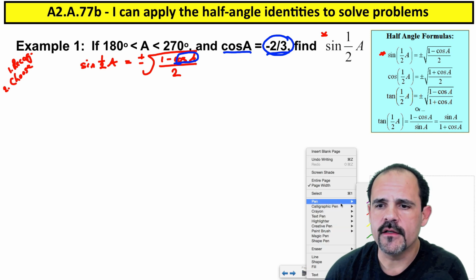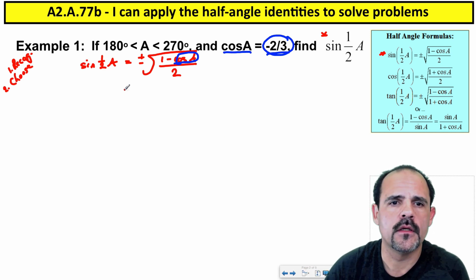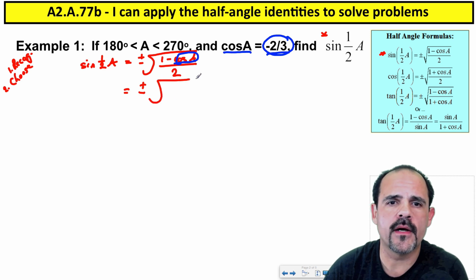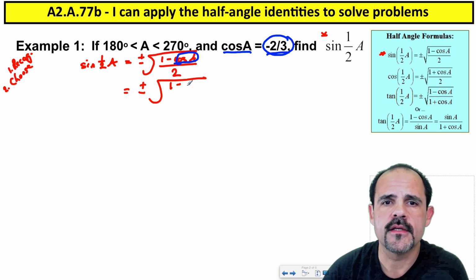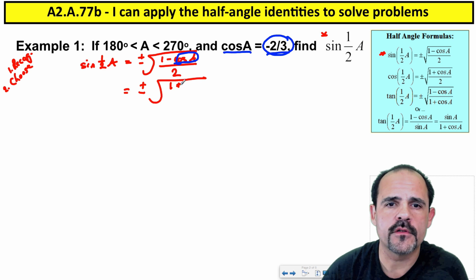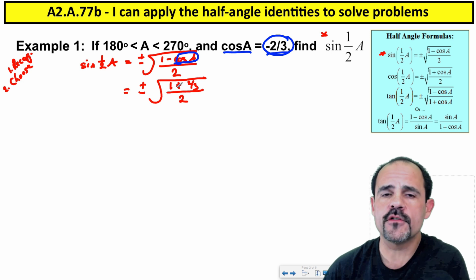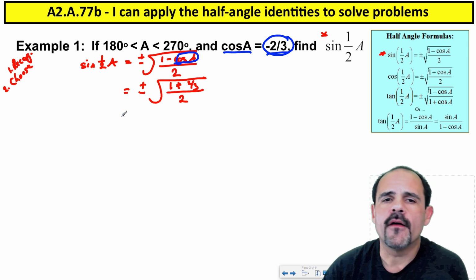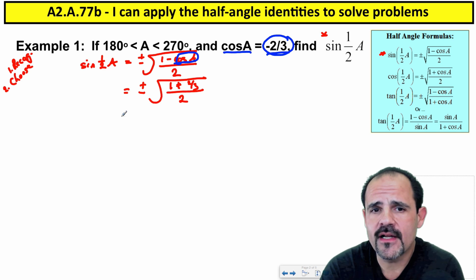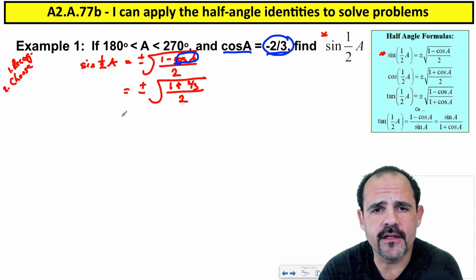So now instead of plus or minus the square root of 1 minus the cosine of A, we're going to do plus or minus the square root of 1 minus negative 2/3, which is going to simplify to 1 plus 2/3, over 2. Okay, you see that little substitution I just did? Now, you're actually done. The trigonometry is done. You've used the half angle formula.